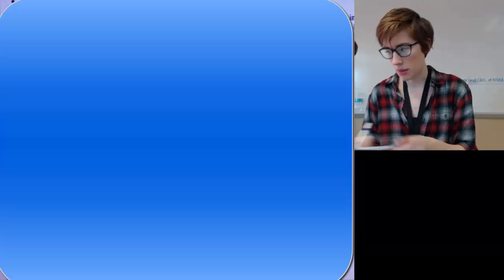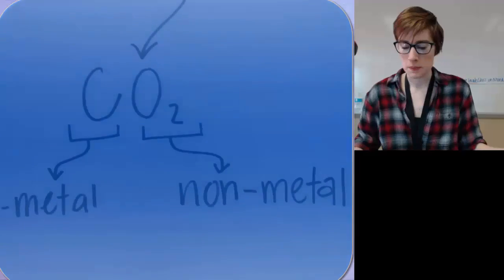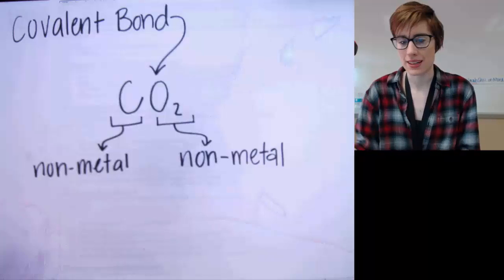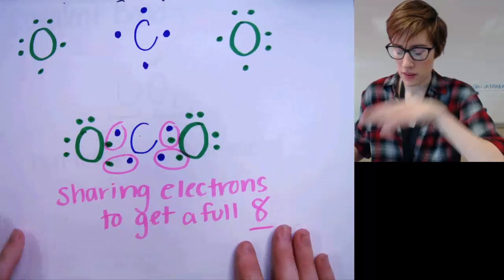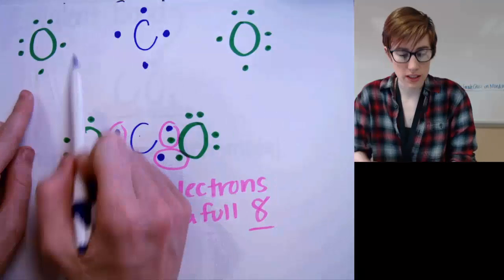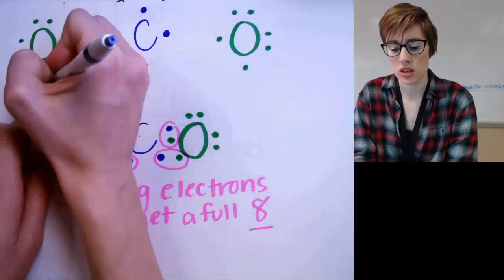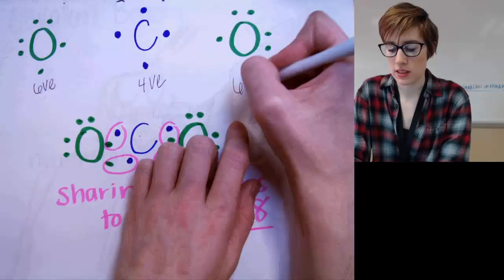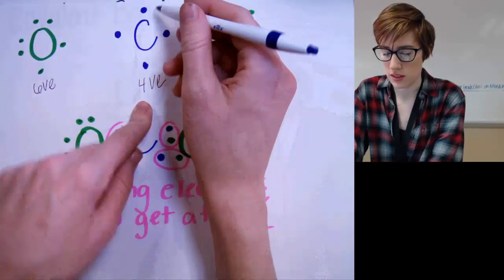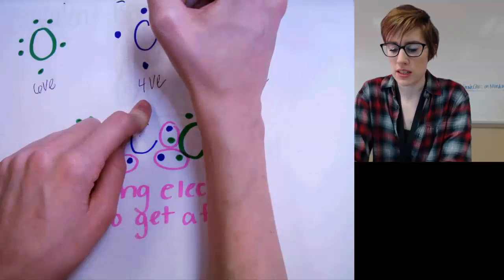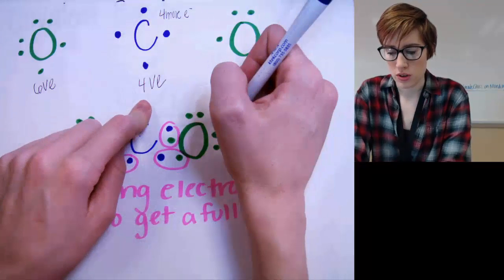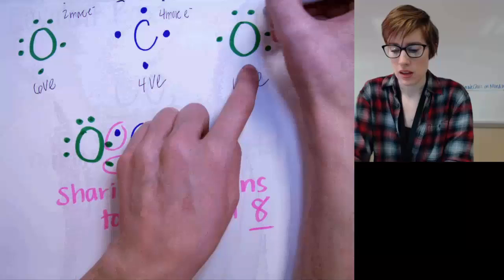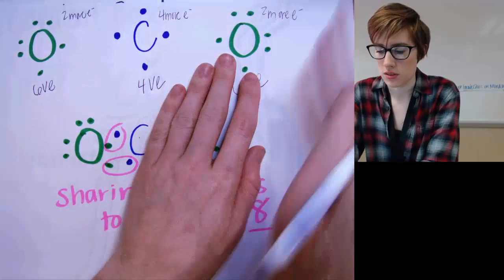Okay, so now let's talk about another type of bond. That's the covalent bond. A covalent bond is a bond between a nonmetal and another nonmetal. Now, covalent bonds are a little different. Here's oxygen, and oxygen has 6 valence electrons, right? And here's carbon. Carbon has 4 valence electrons, and this is another oxygen with 6 valence electrons, okay? We know that carbon needs 4 more electrons, right? It wants to gain them. Oxygen wants to gain 2 more electrons, and oxygen wants to gain 2 more electrons, right?